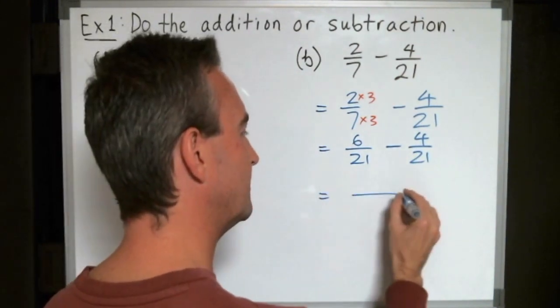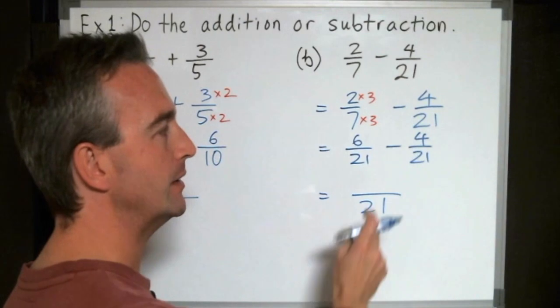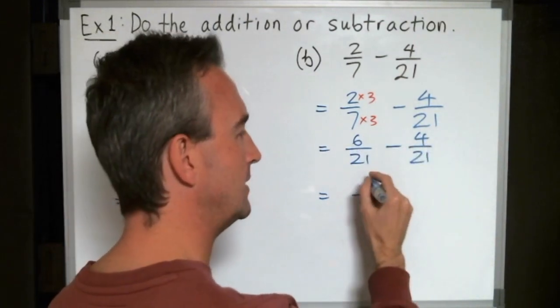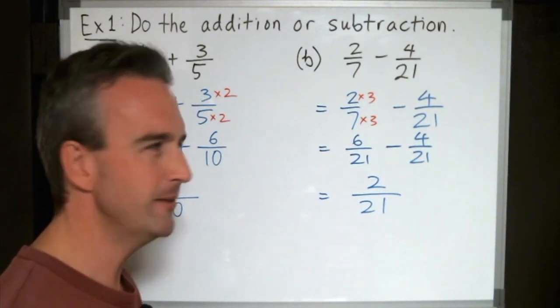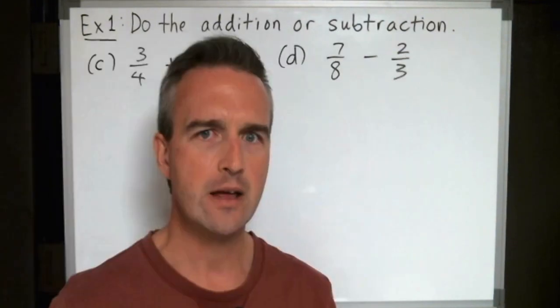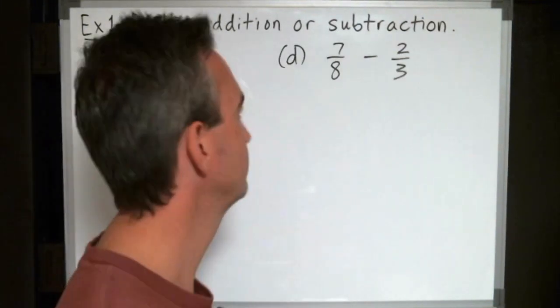We can subtract these two. Answer is over 21, and the top, simply 6 minus 4 is 2. Answer, 2 over 21. And moving on, let's try a couple more.